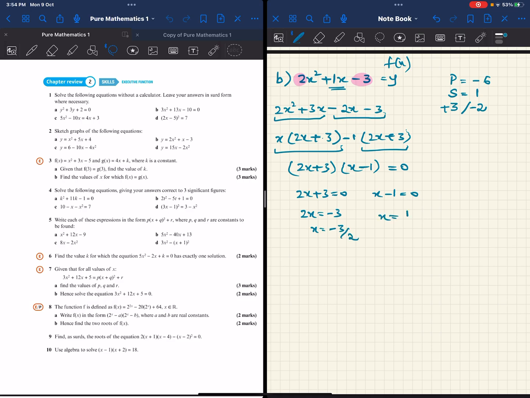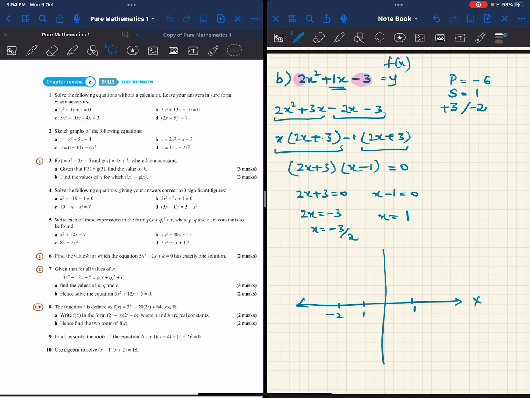And x is equal to 1. We found our x-intercepts, and the y-intercept will be the constant in the equation. So it's -3. So let's sketch the graph. This is our x-axis and this is our y-axis. We have our intercept at 1 and -1.5.